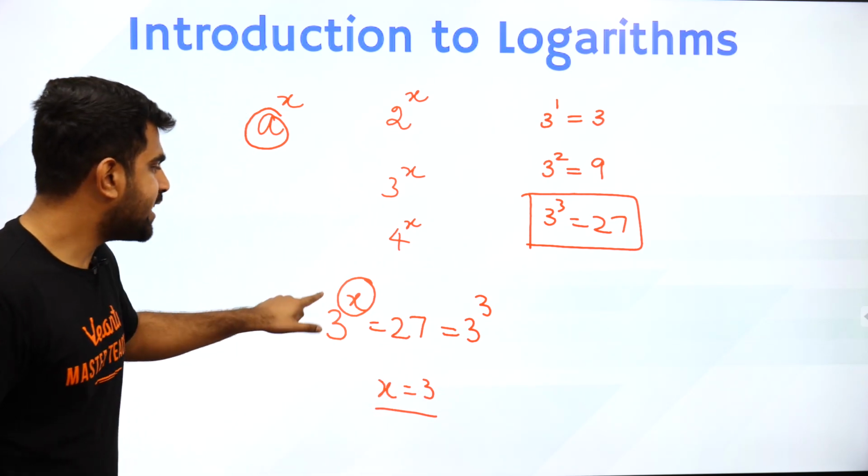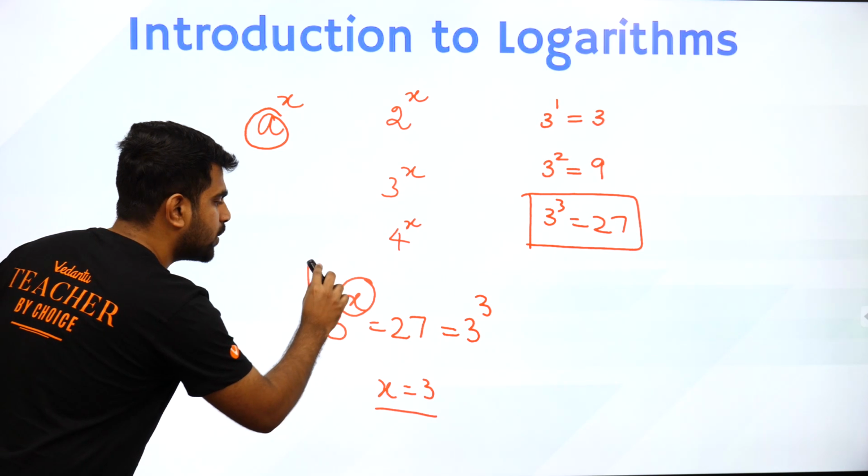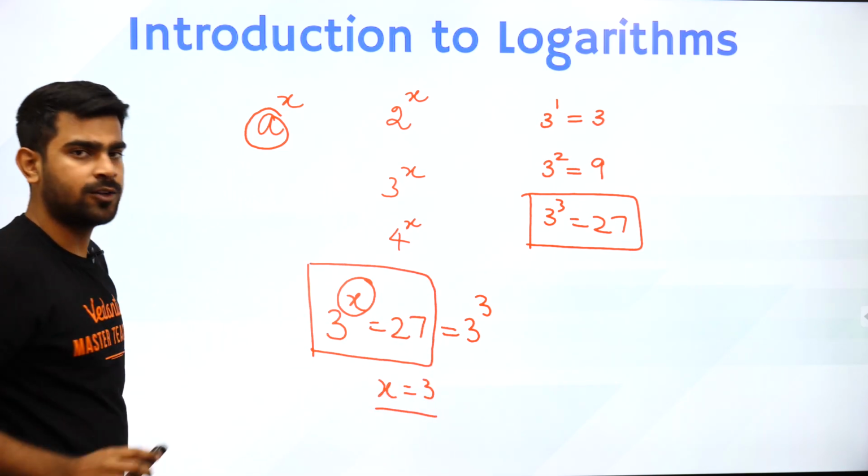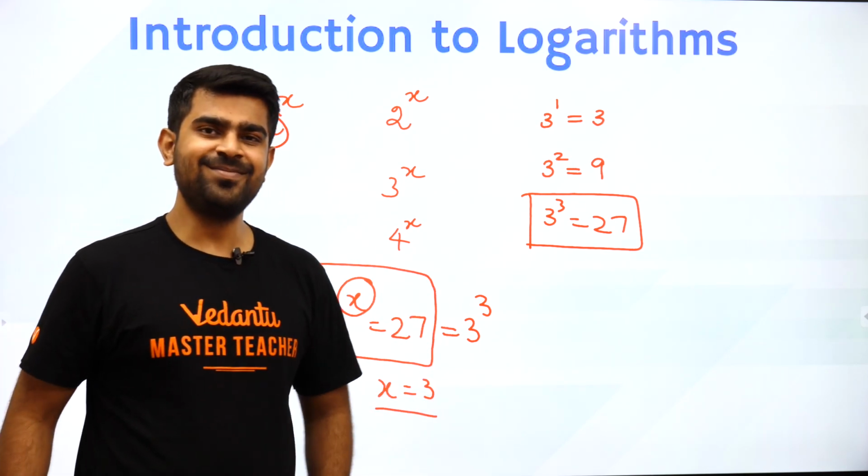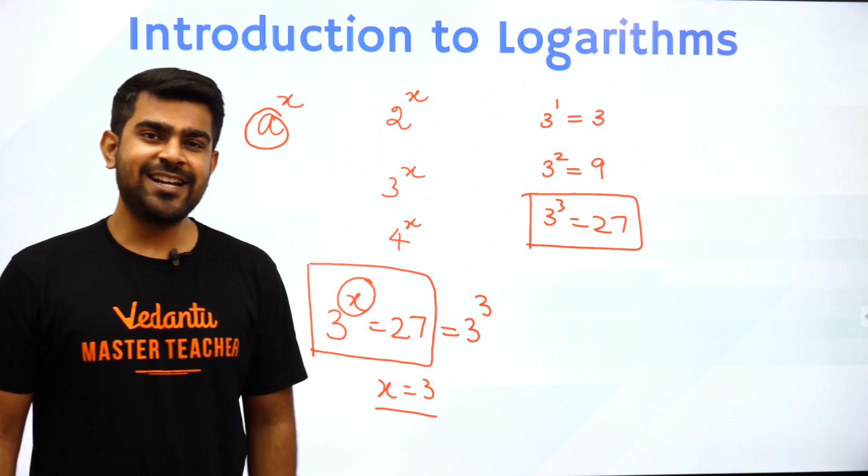Okay guys, so this expression 3 to the power x is equal to 27. How can I write it in terms of log? Can anyone comment it down? I'm sure all of you are excited about this.